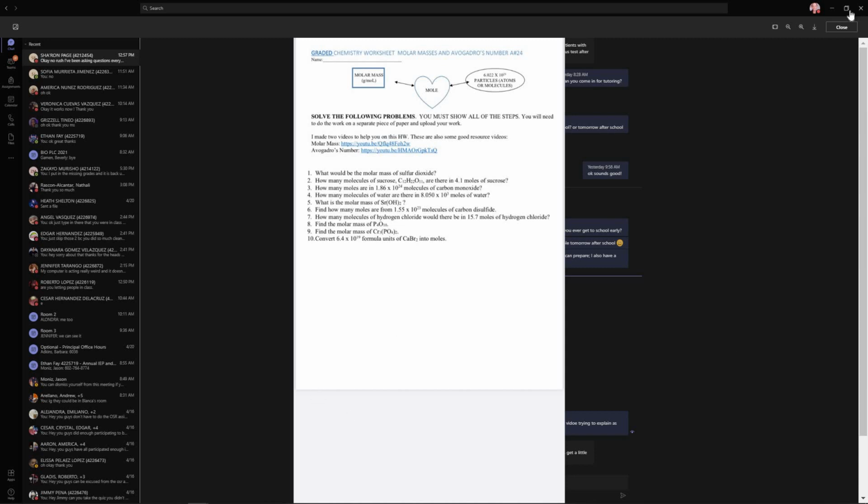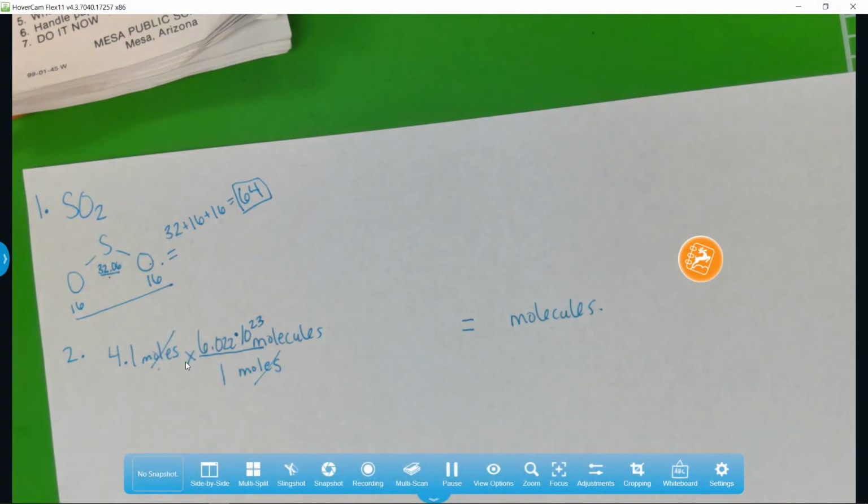And then you just multiply across, basic. So about 4 times 6.022 times 10 to the 23rd, and that should give you your molecules of sucrose.